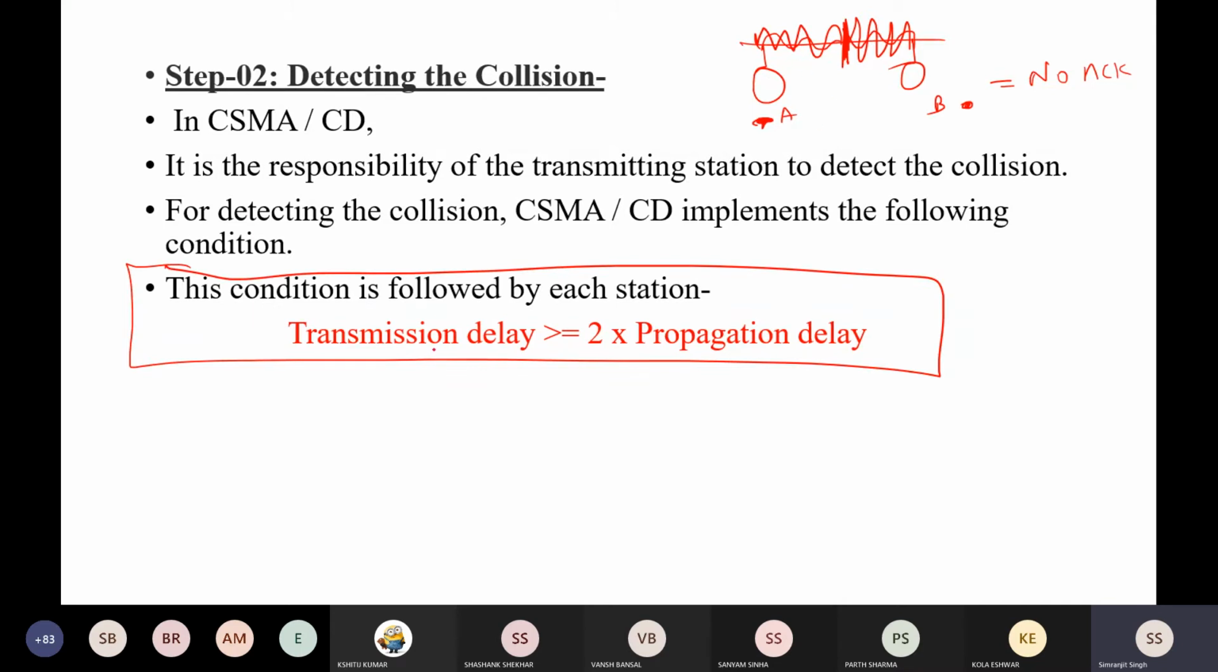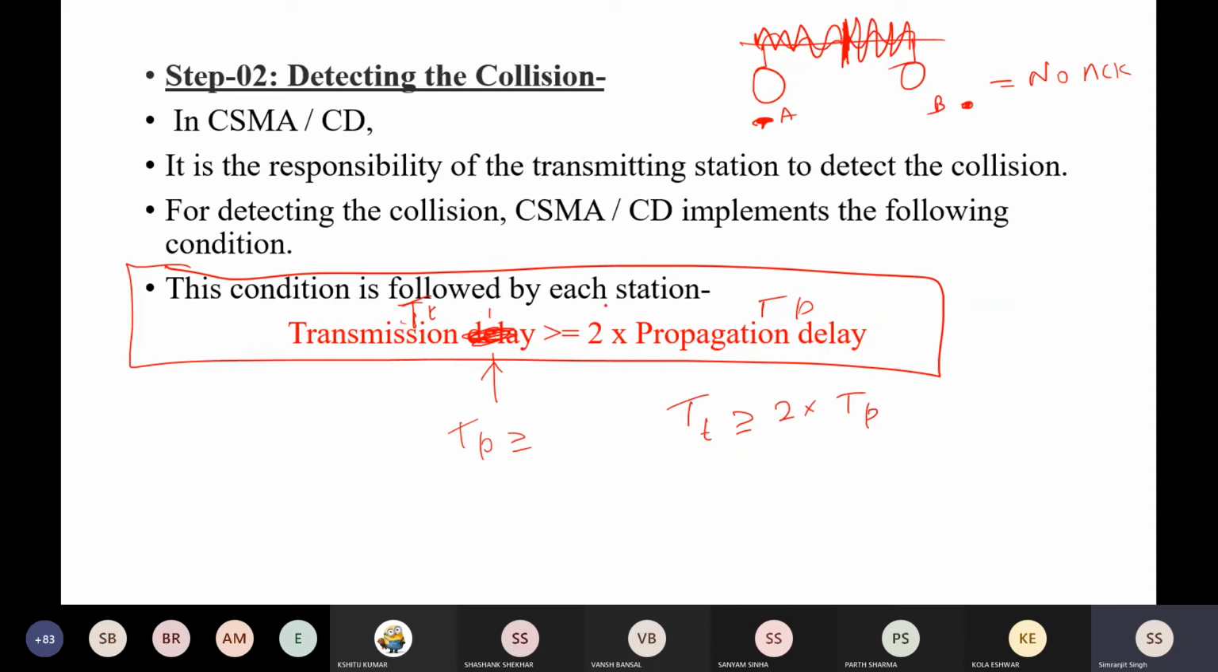Okay, so the condition is that the transmission delay should be greater than or equal to... I think there is a problem here. Sorry, it is transmission delay. I thought of something else. So TT, it is TT. Transmission delay should be greater than or equal to 2 times the propagation delay, that is, TT ≥ 2 × TP. By this condition, you can easily detect if there is any kind of collision here.